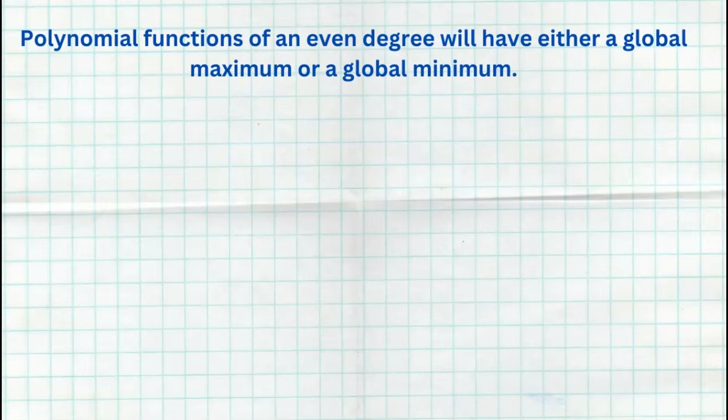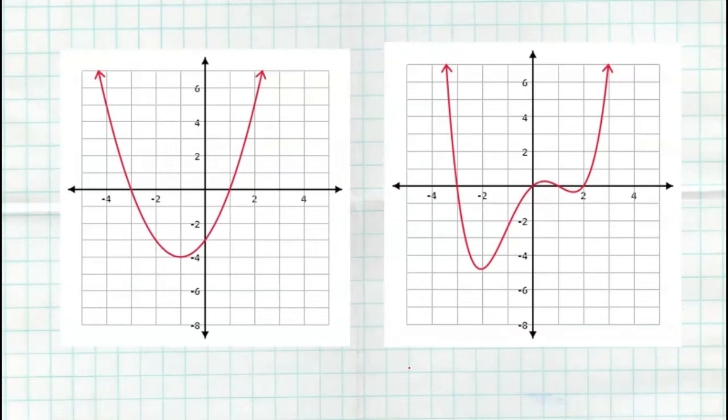All right. Next concept in this topic is polynomial functions of an even degree will have either a global max or a global min. So if you have an even degree, 2, 4, 6, 8, 10, you've got to have a global max or global min. Now we're going to learn a little bit more about end behavior later on, but basically here are some examples of even polynomials, meaning that the degree is even.